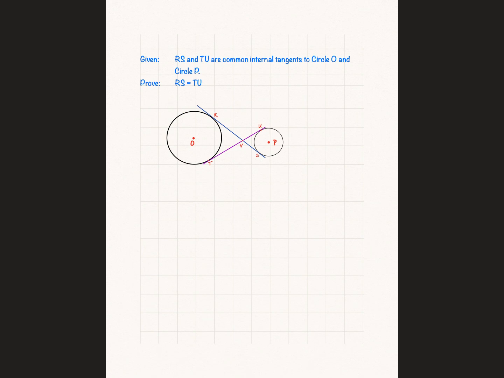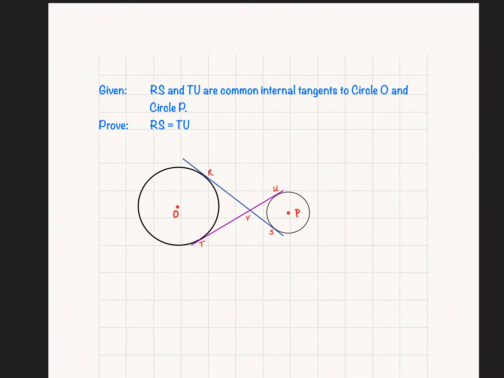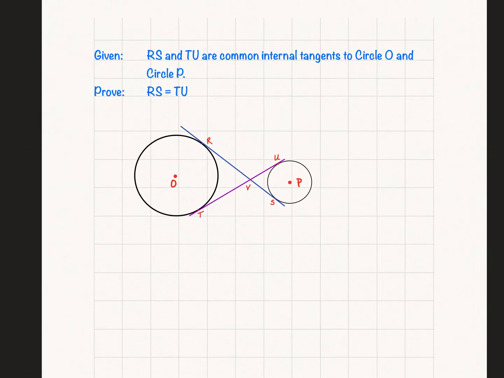And here's the last one. This one's a proof. Okay? And it's not too bad. It's not a bad proof. So we've got that RS and TU are common internal tangents to circle O and circle P. And we were trying to prove that RS equals TU. So first, we're going to do this as a two-column proof. So I've got my statements and my reasons.